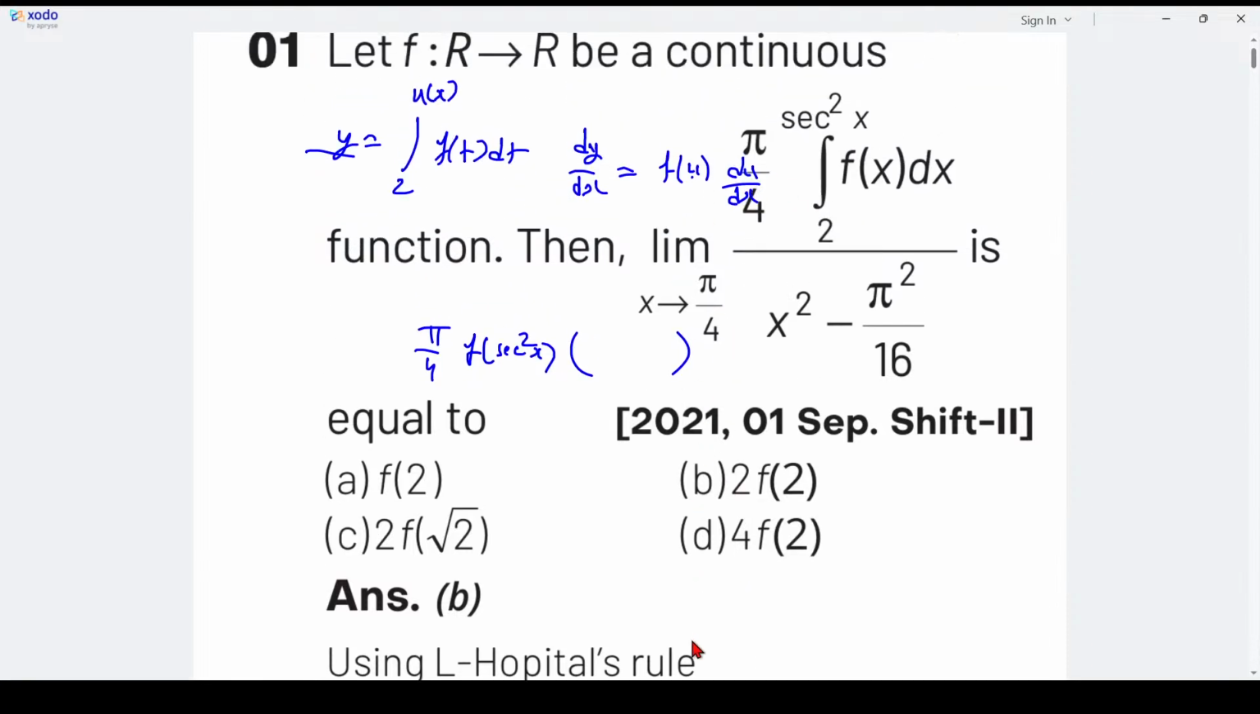The problem is about how to use L'Hopital rule in case when we are given definite integrals in limits, right? And if the definite integral doesn't involve directly x, it rather involves a function of x, right?